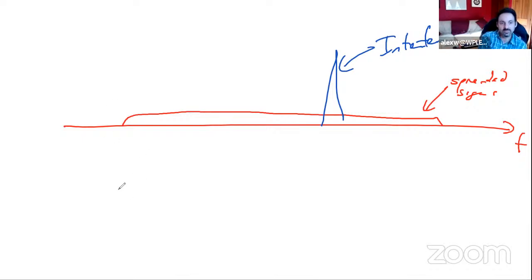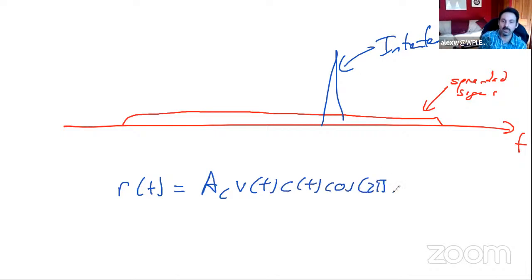Let's say my received signal is equal to A C V of T C of T cosine 2 pi F C T plus I of T, the interference. So what do you do? Well, I have to despread. Again, huge assumptions: I have perfect sync, I know where they are. That's the kicker. Perfect sync.